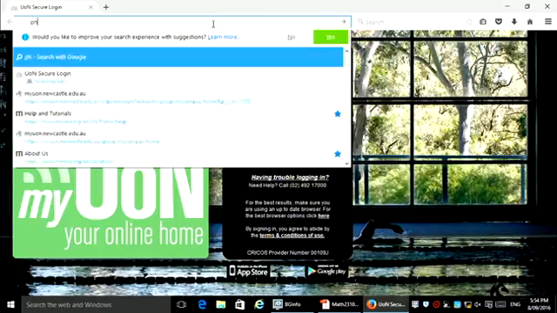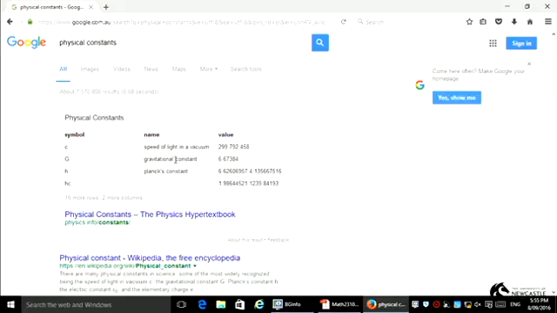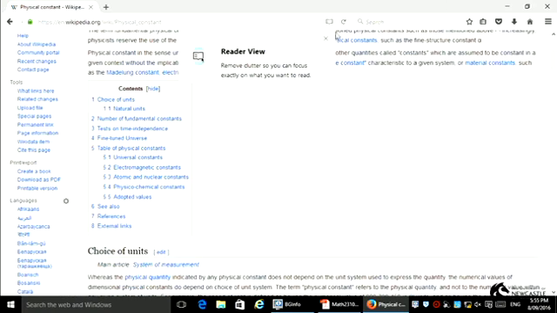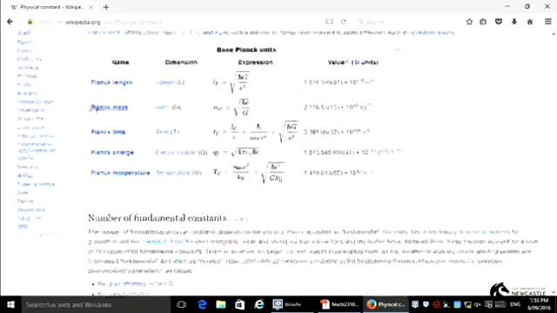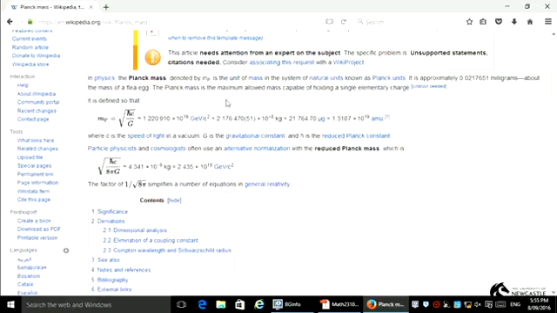What should I look up? Physical constants. G is the gravitational constant. Did it say Planck mass? Here, Planck mass. Whatever that means. I know what a Planck length is. The unit of mass, the mass of a flea egg. I don't know why this is important. We'll have to ask the physicists.